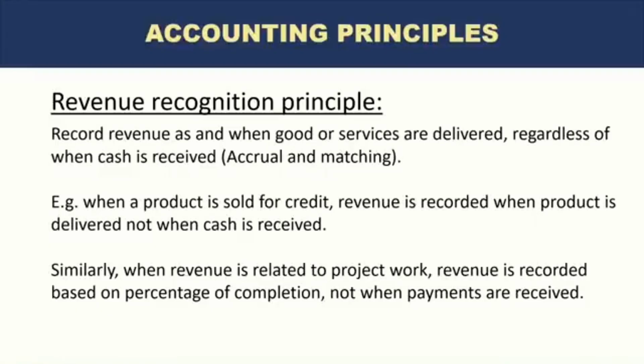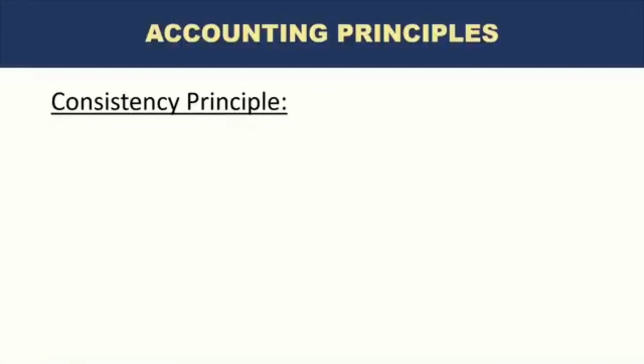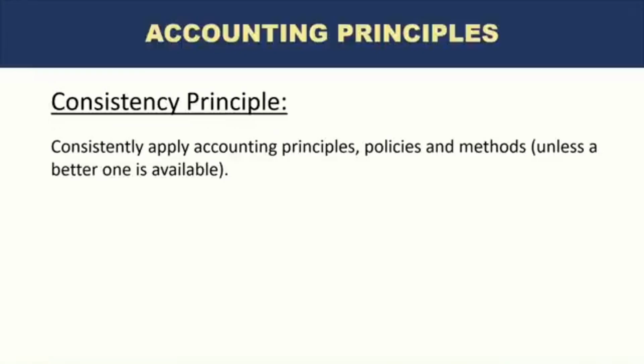revenue is recorded based on percentage of completion, not when payments are received. So while the company may receive advance payments of, let's say, 50% on a project, they will record revenue based on the percentage of completion of that project. And there are very specific guidelines in the standards on how to record the revenue in accordance with the percentage of completion principle. Consistency principle. We need to consistently apply accounting principles, policies, and methods unless a better one is available.